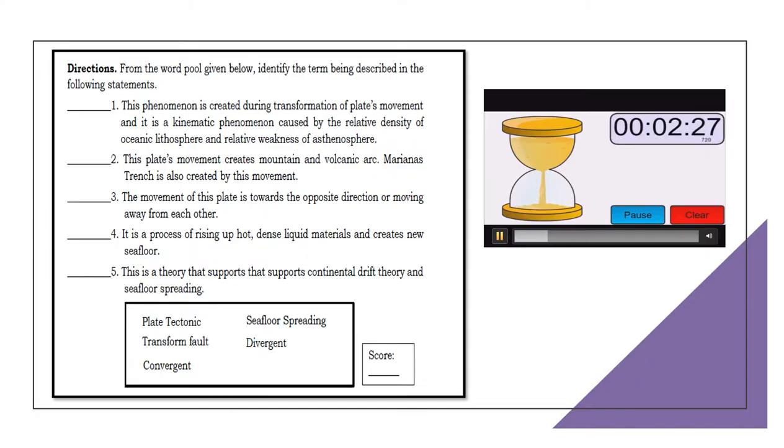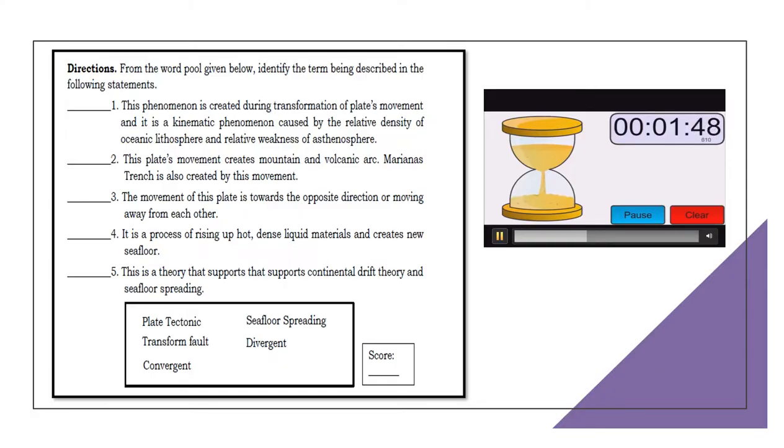Number 2 naman ay yung plate movements creates mountain and volcanic arc. Marianas Trench is also created by this movement. Number 3, the movement of this plate is towards the opposite direction or moving away from each other. Number 4, it's a process rising up hot, dense liquid materials and creates new seafloor. Number 5, this is a theory that supports continental drift theory and seafloor spreading. So we have the following choices: plate tectonic, transform fault, convergent, seafloor spreading, and divergent.